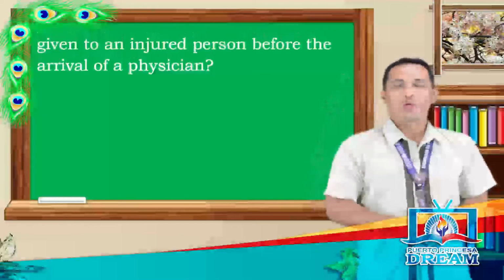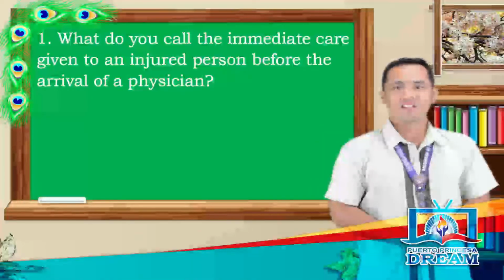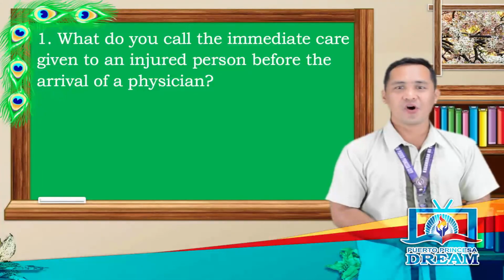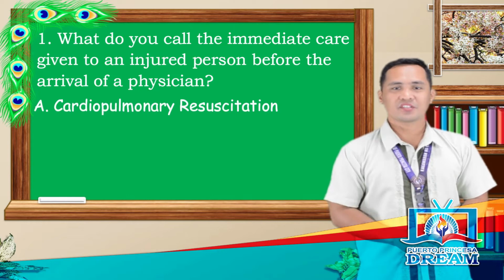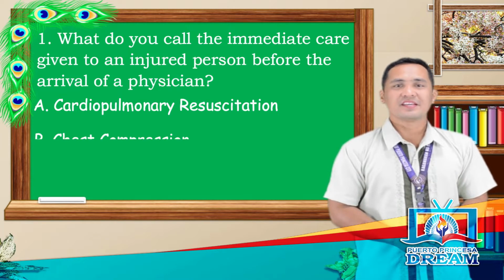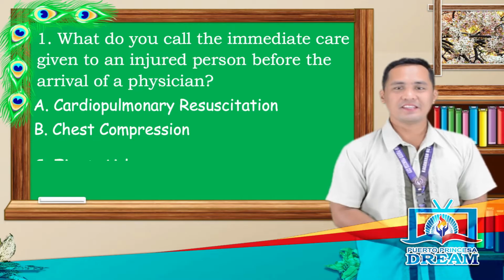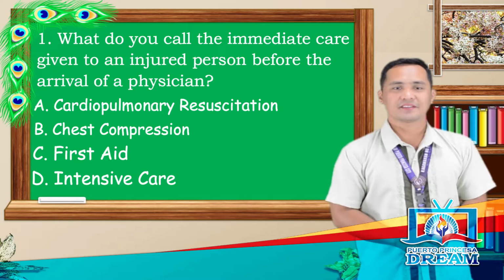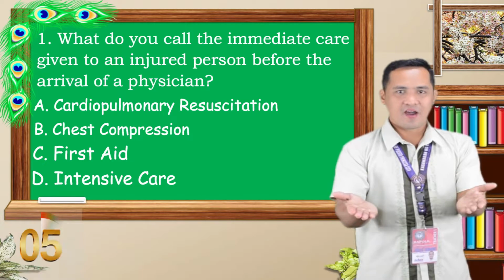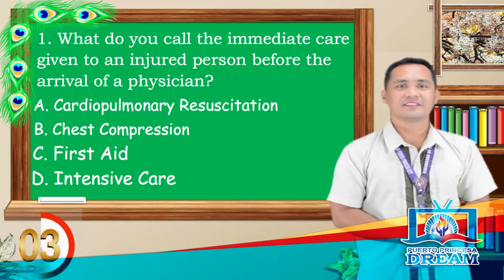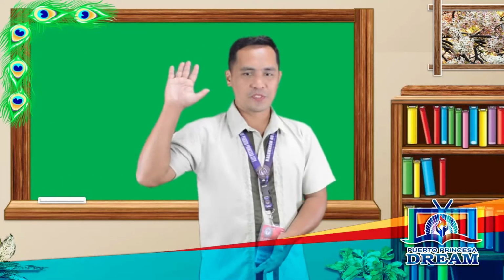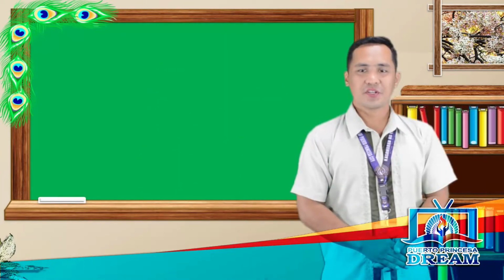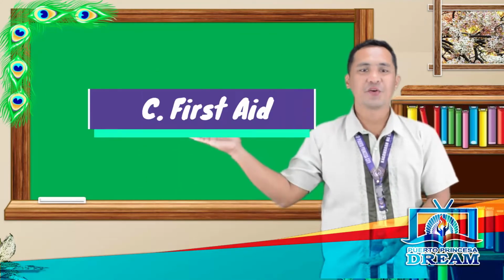Number 1. What do you call the immediate care given to an injured person before the arrival of a physician? A. Cardiopulmonary resuscitation. B. Chest compression. C. First aid. D. Intensive care. Time starts now. Time's up. The correct answer is letter C. First aid.